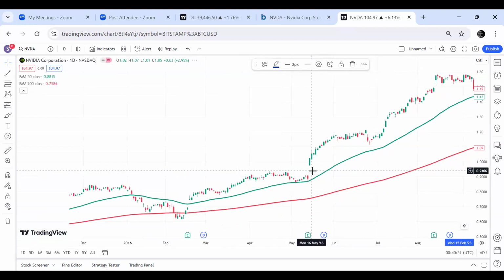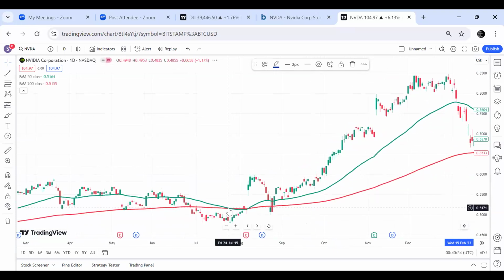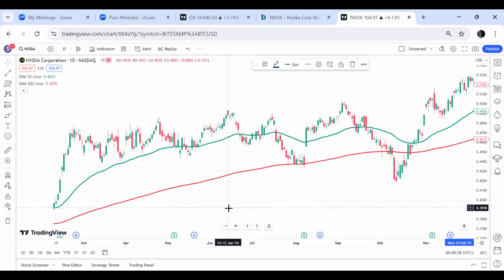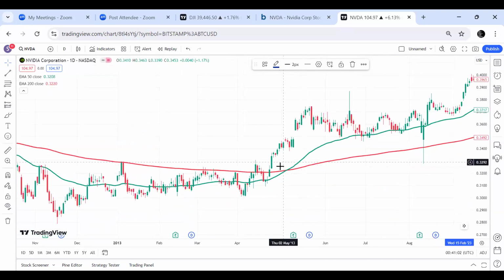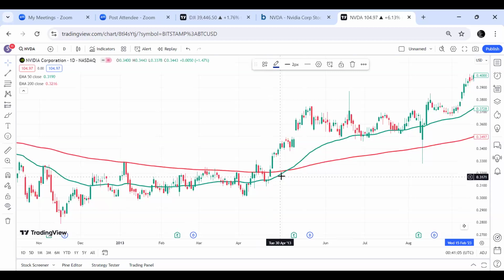As you can see again here, in the year 2013, the fast moving average crossed over the slow moving average and gave us a buy signal. So it is a golden crossover strategy. We call it a golden crossover strategy. What is the golden crossover strategy? If the fast moving average crosses above a slow moving average from below, it indicates a potential buy signal.